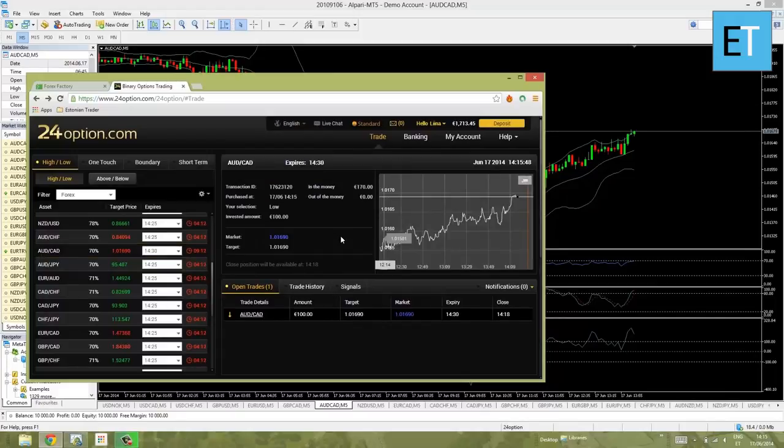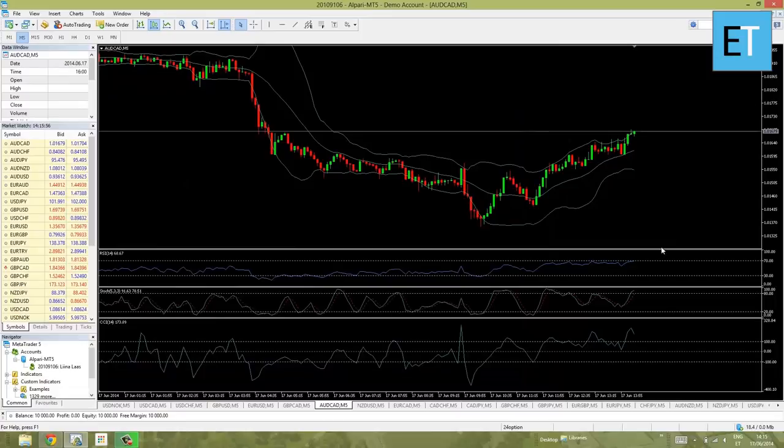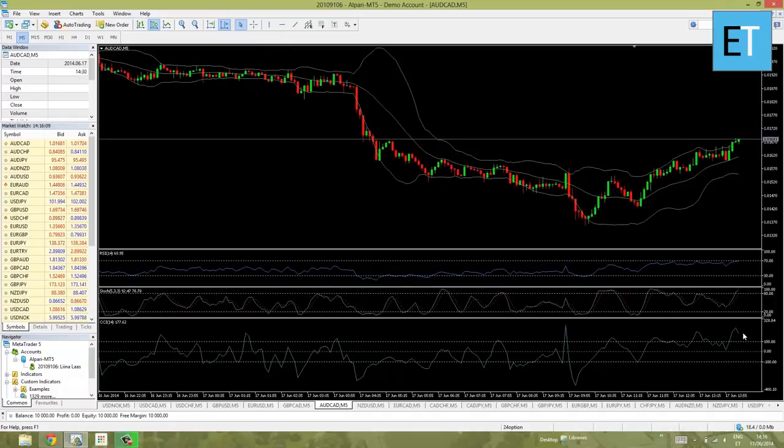Okay, so I have entered this trade as well for 15 minutes. So let's have a quick look here. The previous candlestick crossed the Bollinger Band. This one is also crossing it. The RSI is very close, so 69. And also the CCI was at 234.